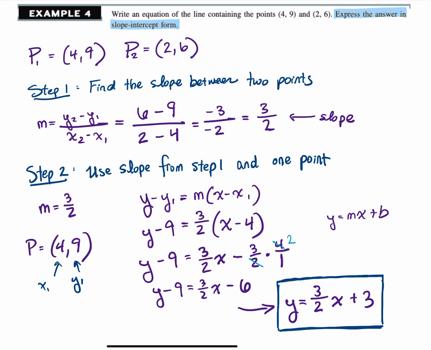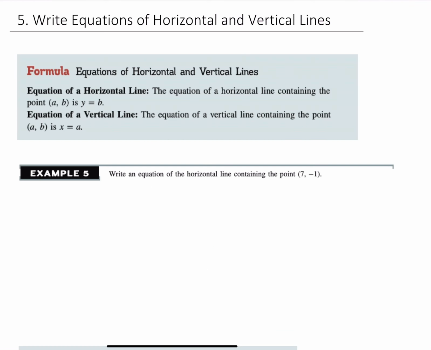So these have all been equations of slanted lines, but we also have horizontal and vertical lines as well. And their equations have a special kind of form. So our clip from the textbook says that the equation of a horizontal line containing some point will just be y equals whatever the y part of that coordinate point is equal to.